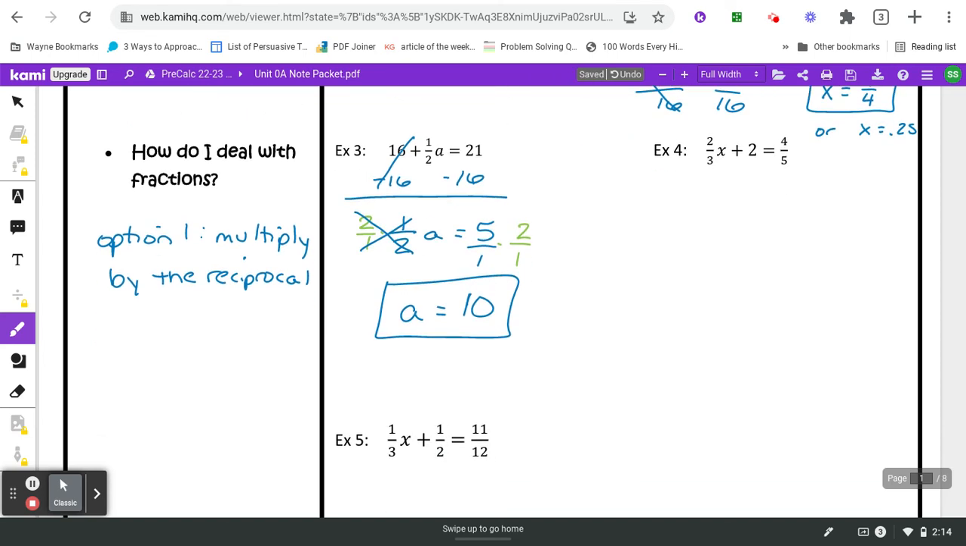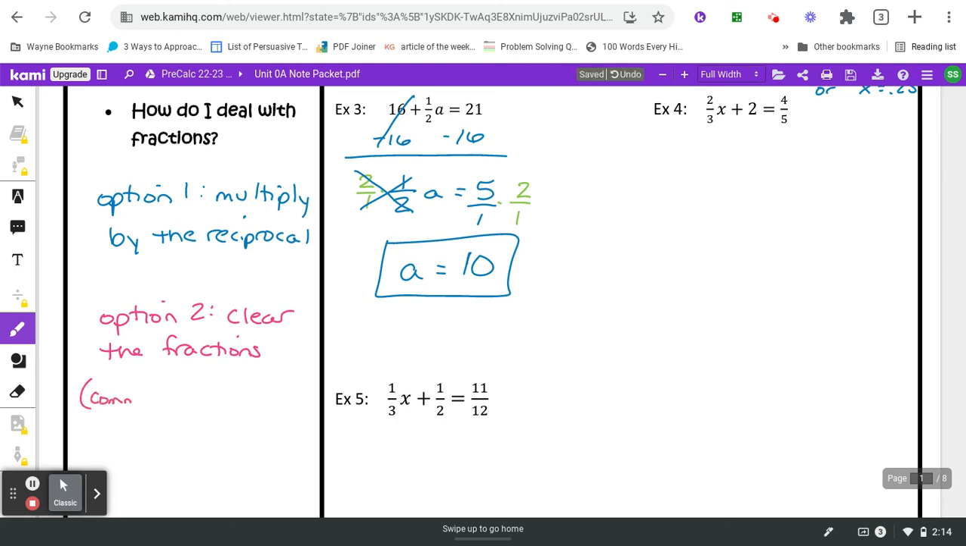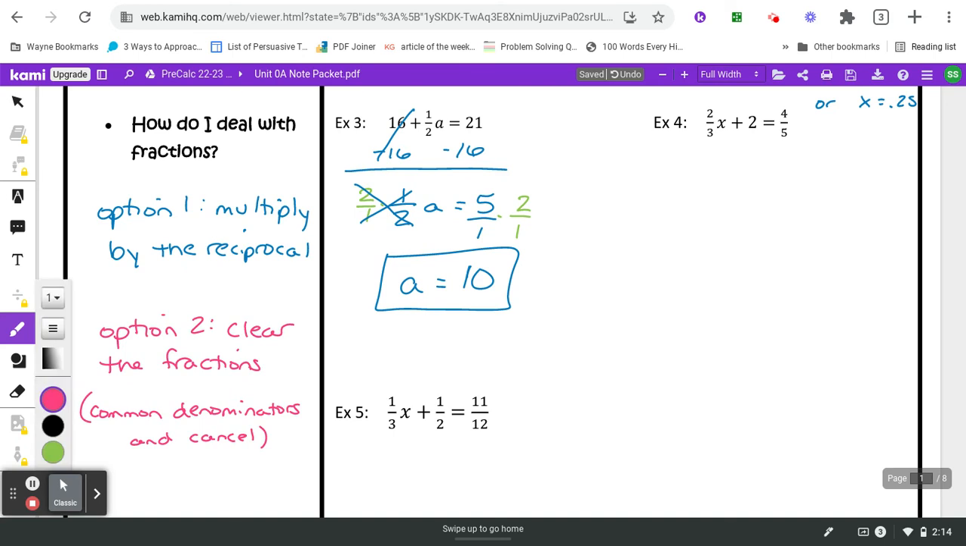Now, for example number 4, I can't do that same thing because it's not as easy to subtract 2 from 4/5, a fraction. So this is my option 2, in case option 1 is not available to you. We call it clear the fractions. In order to do that, we're going to need common denominators, and then we're going to cancel. So I'm going to start by putting everything as a fraction. So I'm going to put that over 1. And then you're going to get your common denominator.